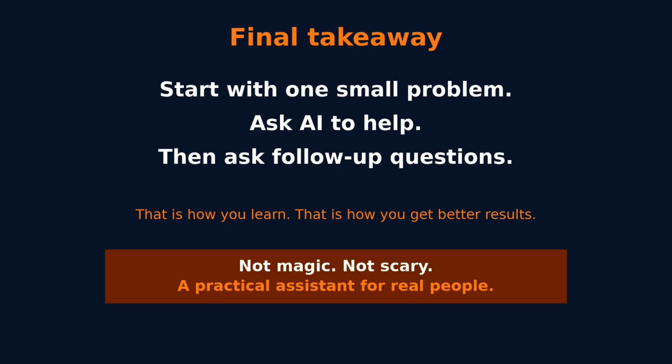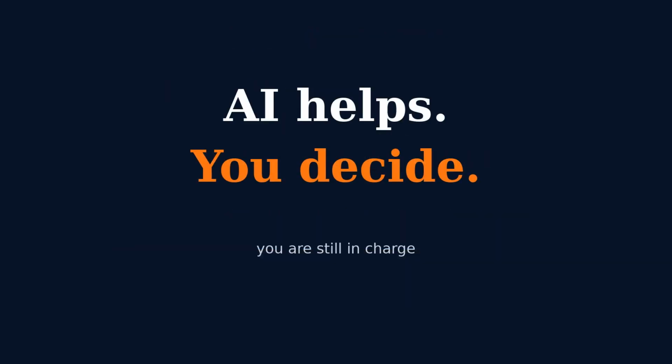The final takeaway. The best way to start using AI is not to try everything at once. Start with 1 small problem. Ask AI to help. Then ask follow-up questions. That is how you learn. That is how you get better results. And that is how AI becomes useful in real life. Not as a scary tech thing, not as a magic button, but as a practical assistant that helps real people get more done.